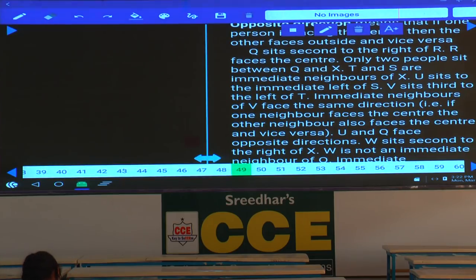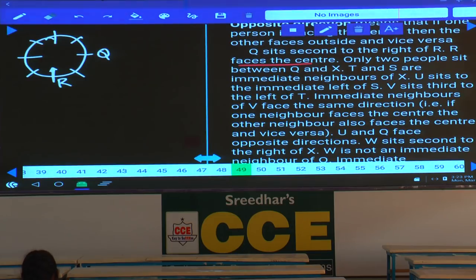Now Q is seated second to the right of R. Tell me how many persons are there? 8 persons. 1, 2, 3, 4, 5, 6, 7, 8. Some are inward and some are outward is given. Hence we need to first finalize if there is any information regarding inward or outward. And Q sits second to the right of R. R faces the center, clearly given. R faces the center, this is R. Now this R is facing towards which direction? Center. And Q sits second to the right of R, Q will be here.